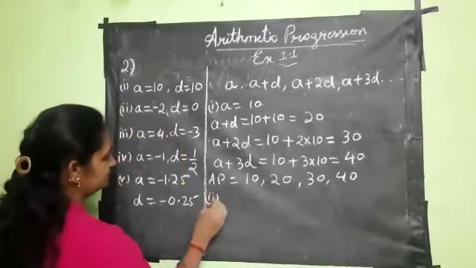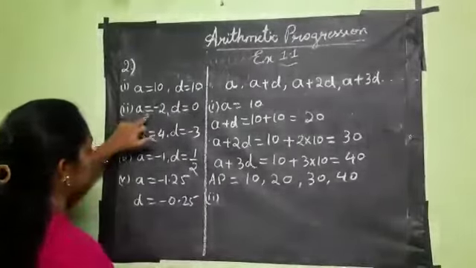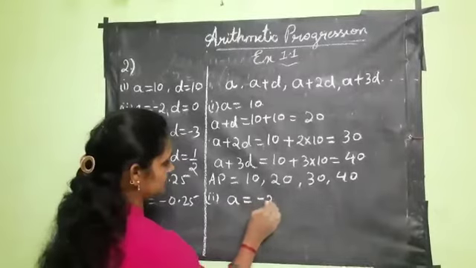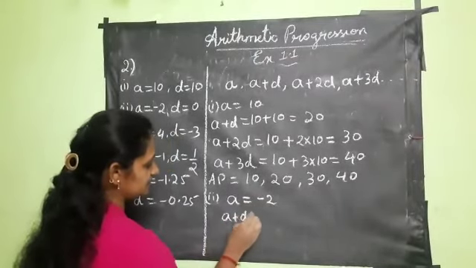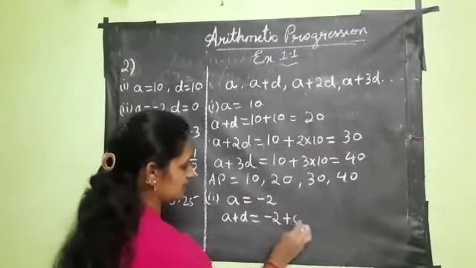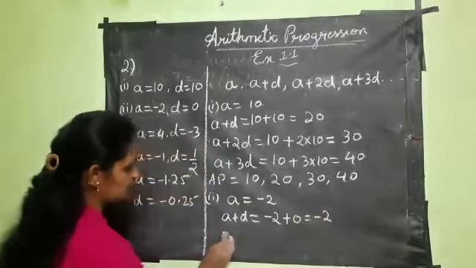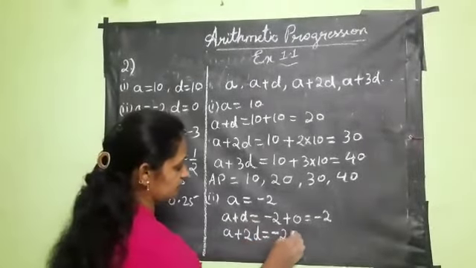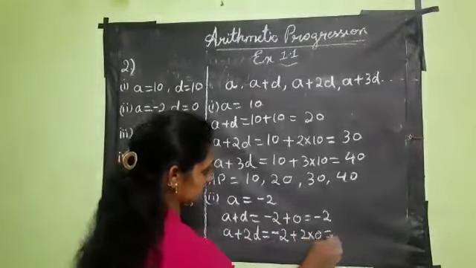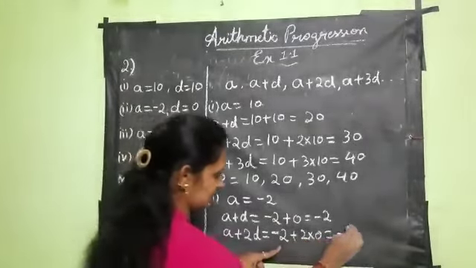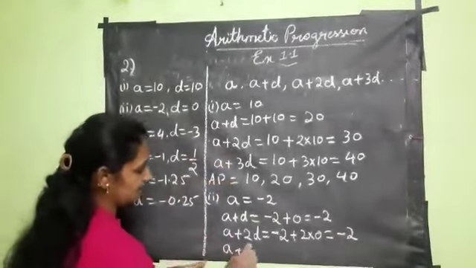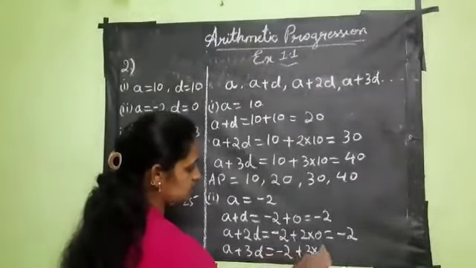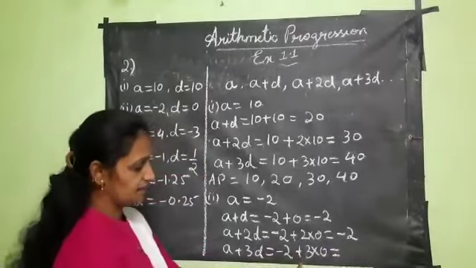Now the second one, A is minus 2 and D is 0. So the first term is A, that is minus 2. A plus D is minus 2 plus 0, which is once again minus 2. The third term is A plus 2D, which is minus 2 plus 2 into 0, which is minus 2 plus 0. Once again it is minus 2. A plus 3D is minus 2 plus 3 into 0, that is minus 2 plus 0.